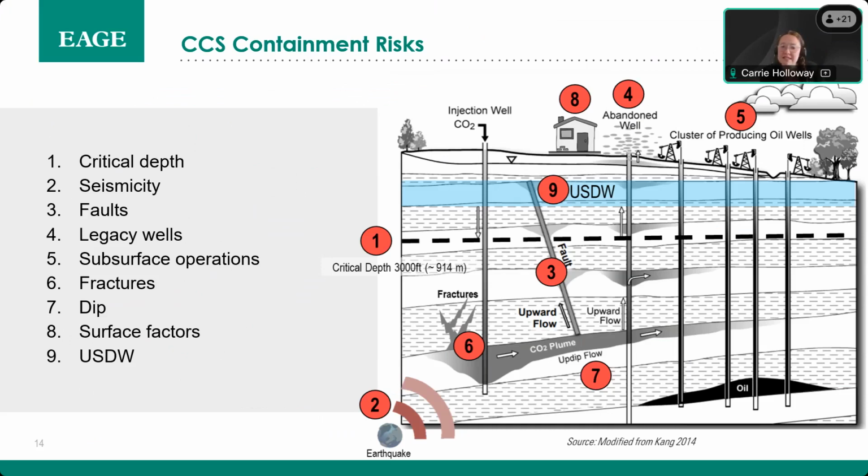We want to also consider surface factors, so restricting CCS projects to areas of low population density and assessing the environmental impact on the surface. And most importantly, understanding the overlying aquifers that are potential sources of drinking water and ensuring that they are protected from any potential leakage, for example, by primary and secondary sealing formations.